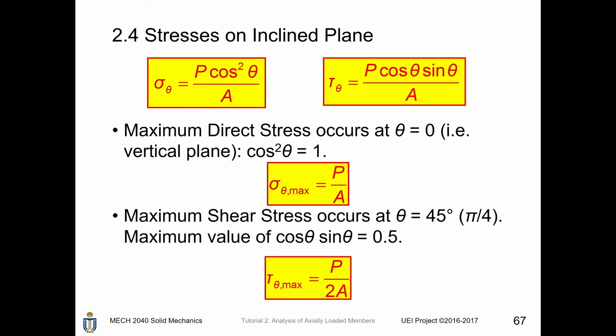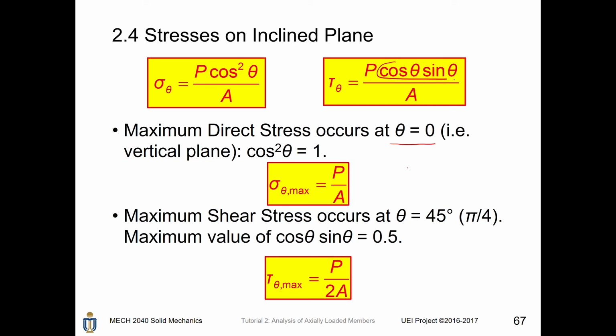For maximum direct stress, consider cosine theta in this equation. Its maximum value is 1, which occurs at theta equals 0. That means, for your bar, if theta equals 0, the surface is vertical. And when you have a load acting on it, there is load P acting on the surface too. The stress on this vertical surface is P divided by A, which fulfills our expectation and what we have learned previously.